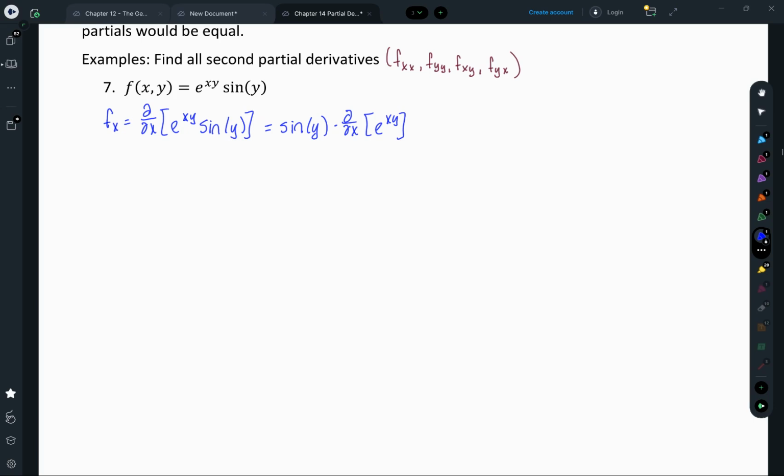Now when I take the derivative of any exponential function, the derivative is the exponential function, and then times the derivative of the exponent. So let's write that out. We get sine of y e to the xy times del x of xy. And the derivative of xy with respect to x is just going to be y. So when I finish this all up, I have y e to the xy times sine of y. So this is my first derivative with respect to x.